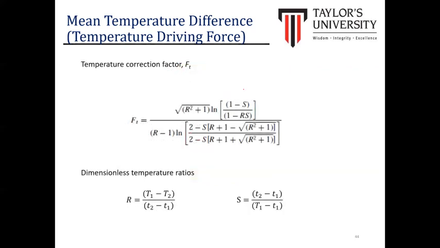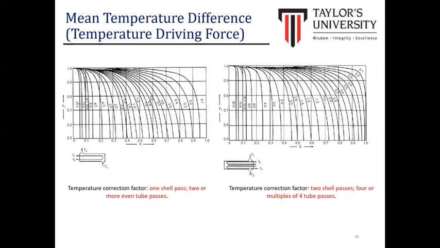Okay, there are two ways to determine the temperature correction factor. Using this equation, you need to define the value of R and S. R is the dimensionless temperature ratio based on the outlet and inlet for the cold and hot fluid using this equation. Finally, you can obtain the correction factor, or you may refer to the diagram here.